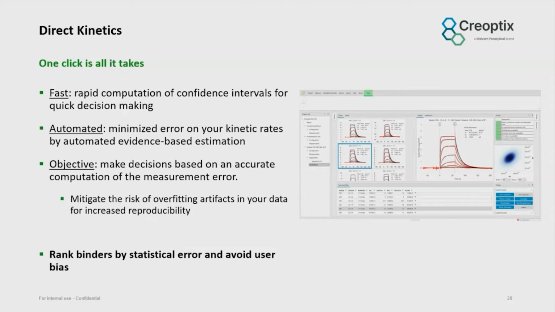In this way, direct kinetics allows for fast decision-making with confidence intervals to speed up candidate selection, and reduced errors with automated evidence-based estimation for all data in one click to provide reproducible data. And this really reduces the risk of artifacts on the data for greater reproducibility. So we can rank the binders by statistical error and avoid user bias by saying, this curve looks really good, but we can show with statistics that it is correct and is good.